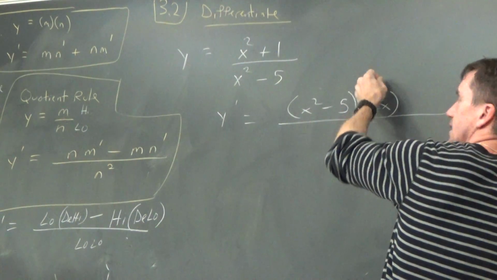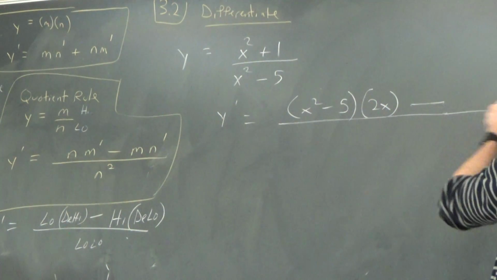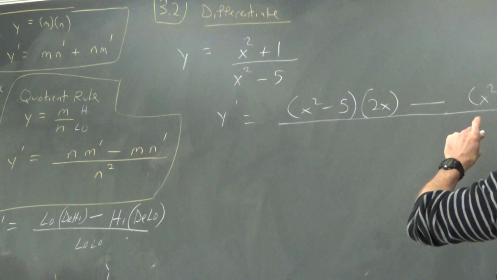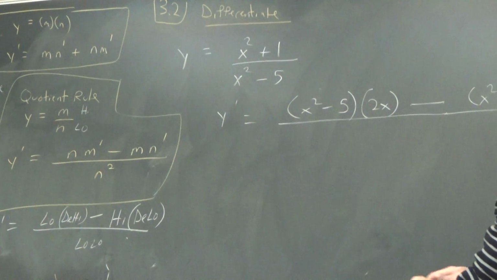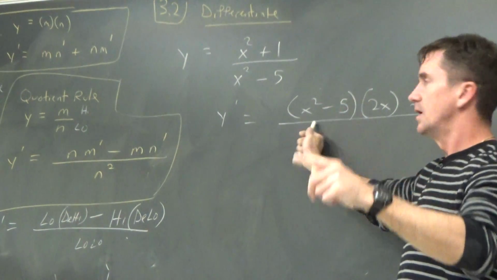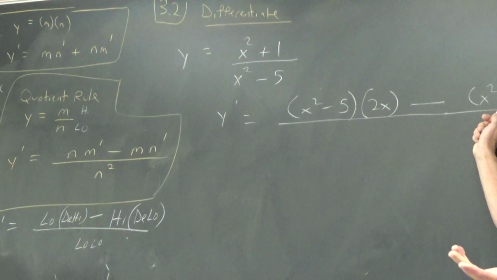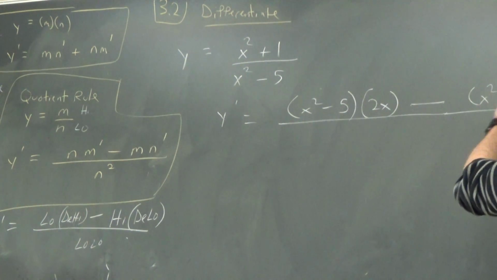Low d high. What's high? 2x. No, negative. You all agree? So far, so good? Low d high means derivative of high, minus just the high times d low. What's the derivative of low?